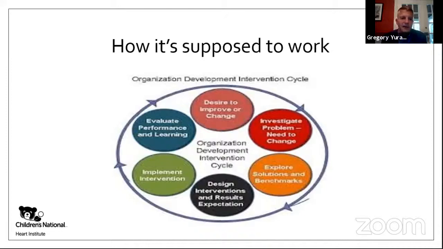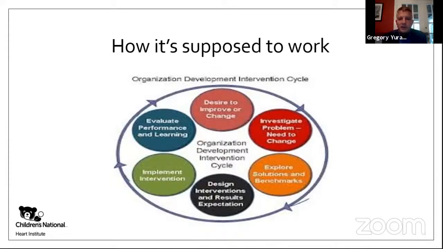At 12 o'clock, you have a desire to improve or change something, whether it's you have too many complications, maybe there's too many unintended extubations, maybe there's too many central line infections. There's something that you think needs to be better. Maybe you find that certain members of your staff are just not up to par and where they need to be when they're working in an environment, or you have an arrest and people seem to not do basic PALS during the arrest and you think we need to change something.